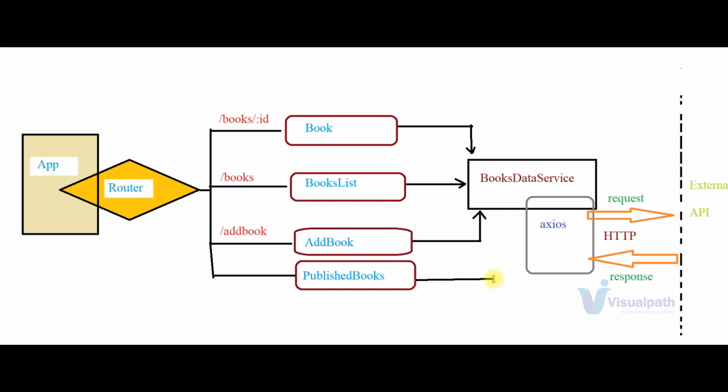That will be connecting to this service here, book data service, and that will be connecting to another external module called Axios, which we download and import into our application, and which enables us to work with the HTTP server, which is responsible for sending the request as well as receiving the response from the backend, that is the external API. So for this purpose, now we are going to create this application.